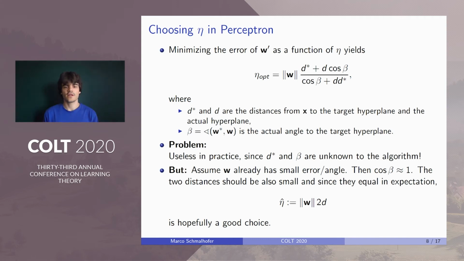Assume W already has a small error or angle, which is equal up to a factor of pi. Then the cosine of beta is close to 1, and these distances d and d star should be small. So the upper expression is something like norm of W times d star plus d. And since d star and d are equal in expectation, we choose 2d to approximate d star plus d. This is hopefully a good choice for a learning rate. And in fact, it is, we will see.